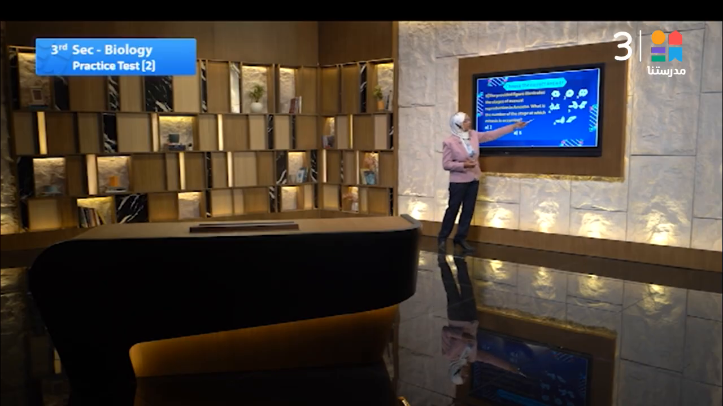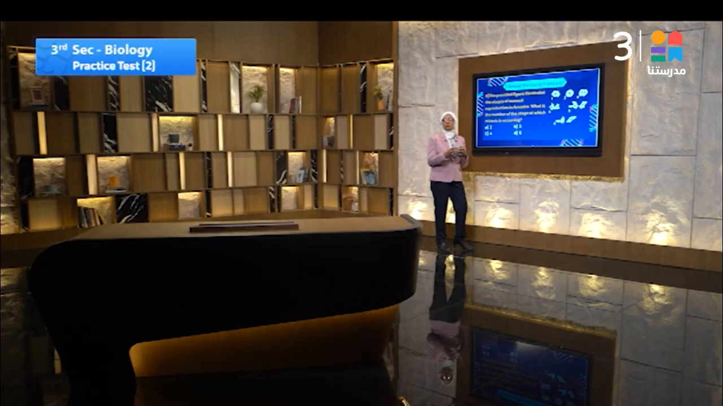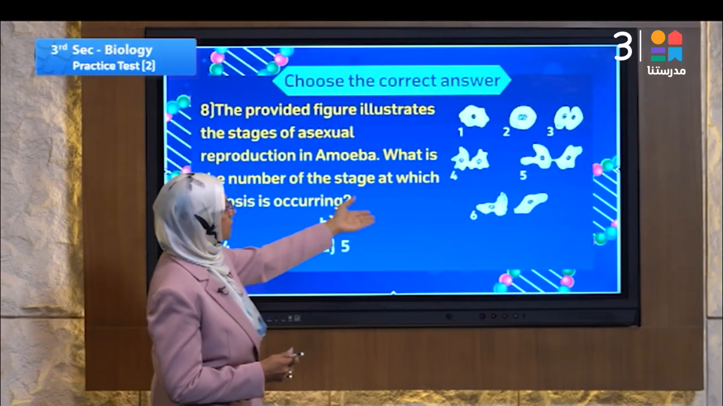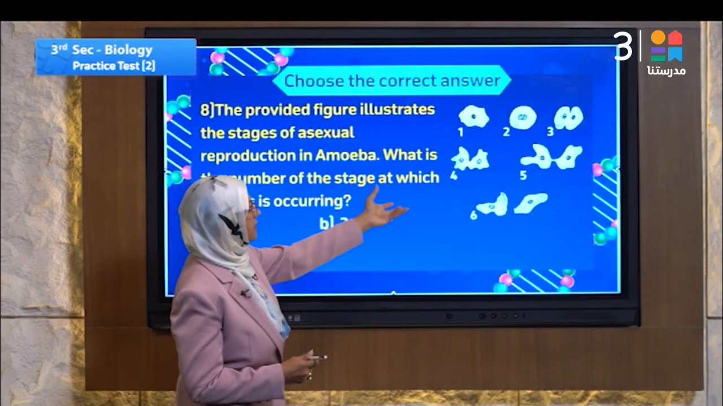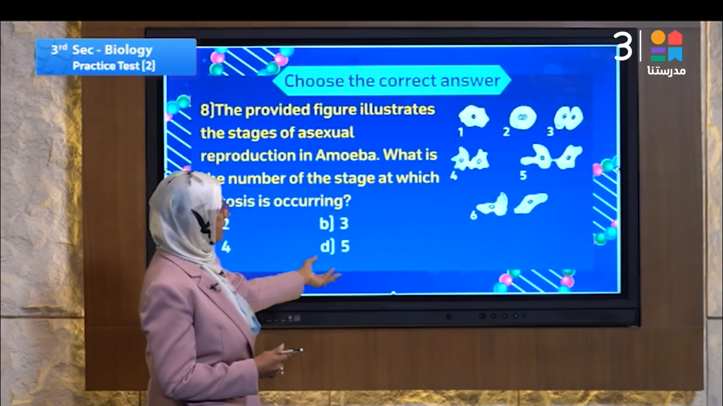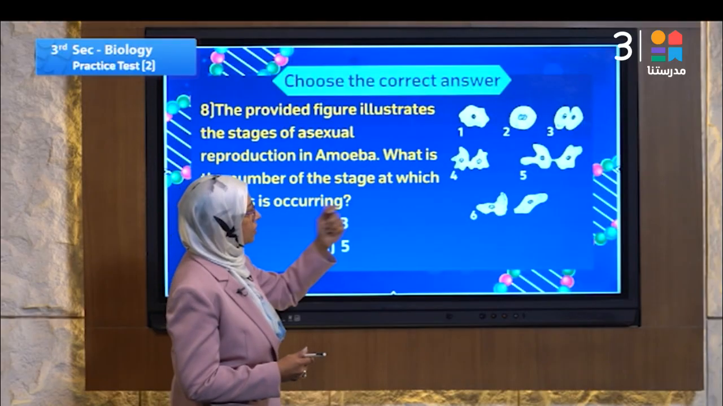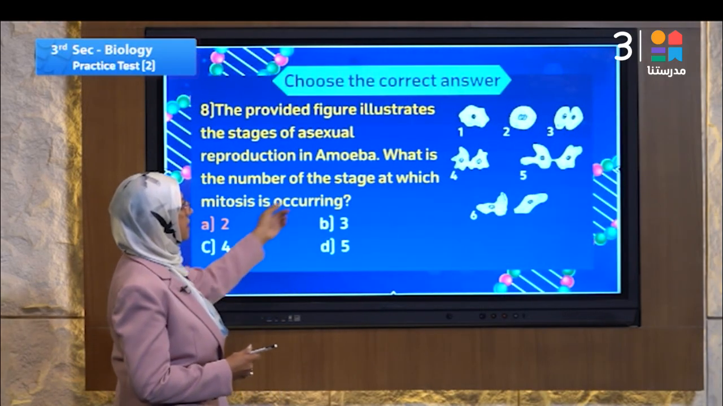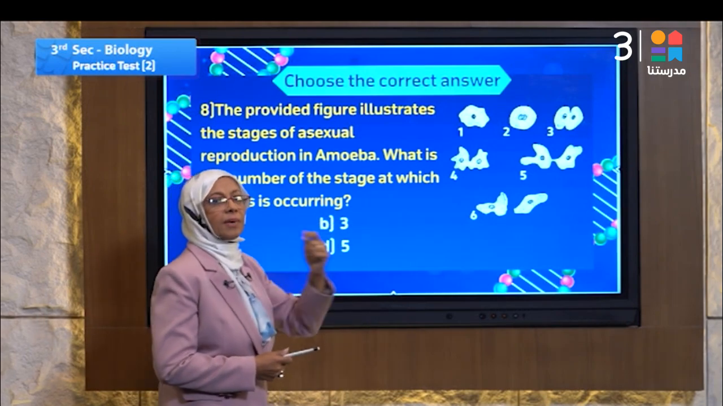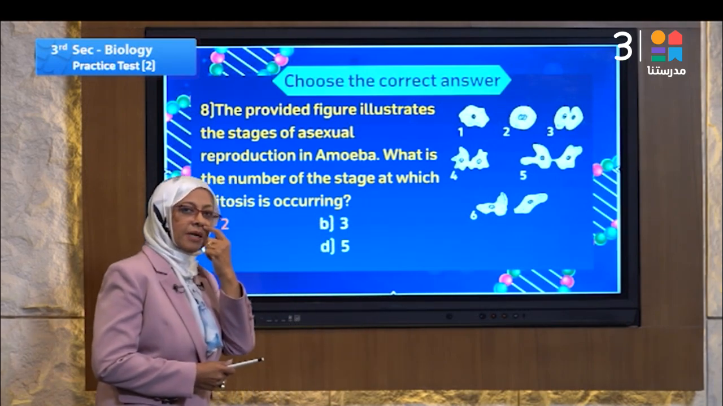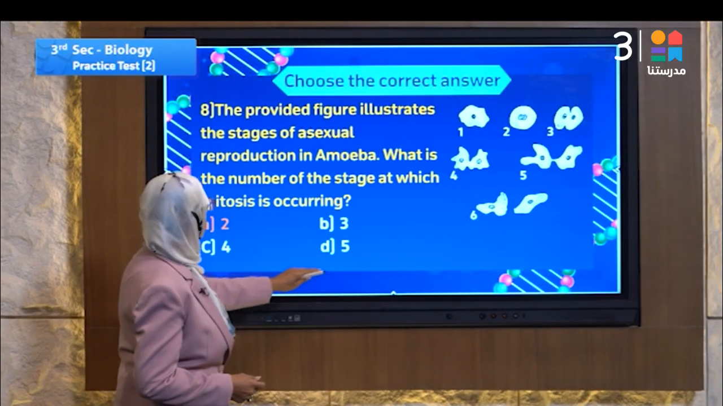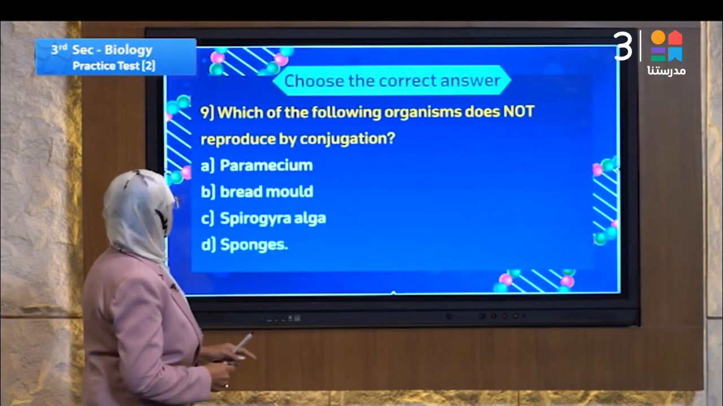Not 3, because 3 has 2 similar parts but not completely divided. Not 4, because 4 is divided but incompletely. 5 has 2 cells but not similar, so the answer must be number 2. Number 2 is a mitotic division done in amoeba to make binary fission. So the answer is 2. Let's go to question number 9.